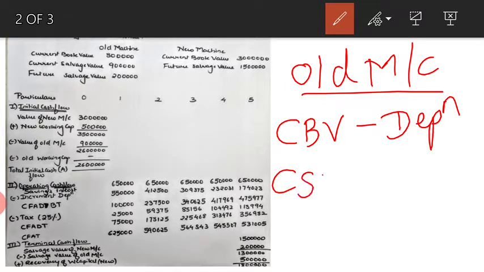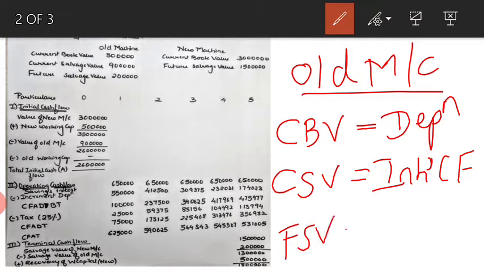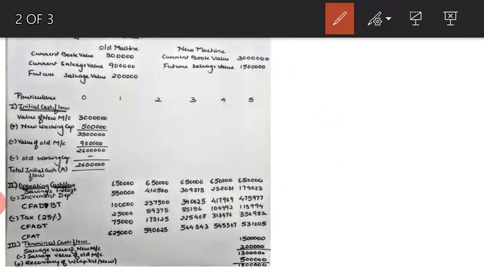The current salvage value would be used in initial cash flow, whereas the future salvage value would be used in the terminal cash flow. Okay, so please remember these values, these effects.